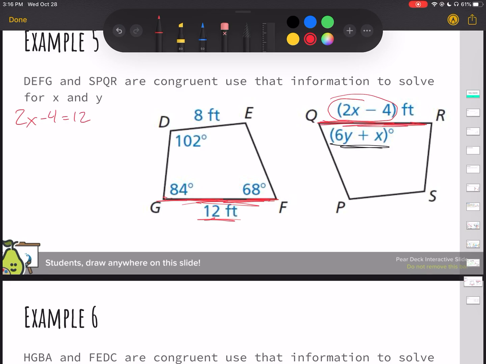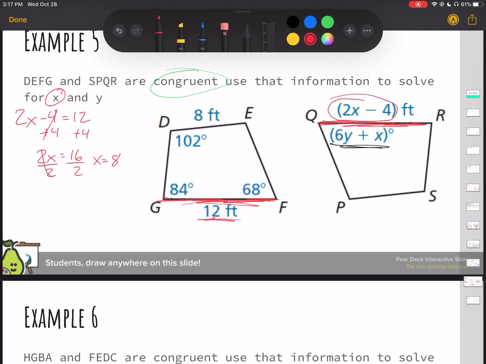Right? So that's the geometry part, and then I just have to solve for x. Once I was able to identify the corresponding part, I used the information that I knew that these were congruent, and then it was super straightforward, right? So now in algebra skills, I add 4 to both sides. 2x is equal to 16, and I divide by 2, x is equal to 8. Right, so I found my x.